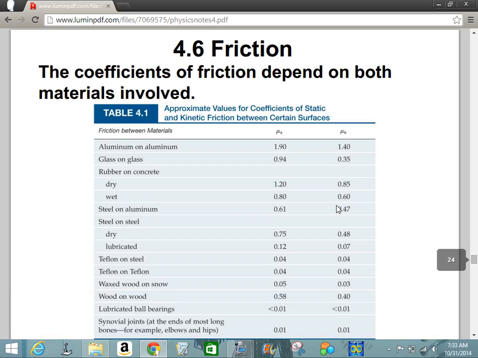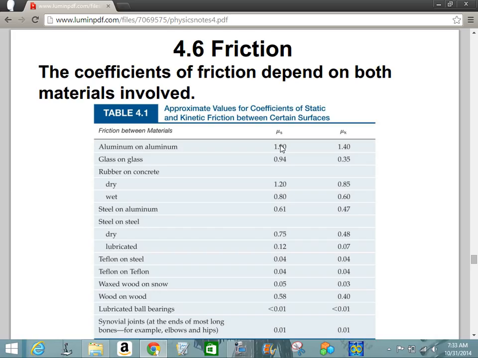And so here are some common coefficients of friction depending on both materials involved. So, for example, aluminum on aluminum has a static friction coefficient of 1.9, and then it has a kinetic friction coefficient of 1.4.